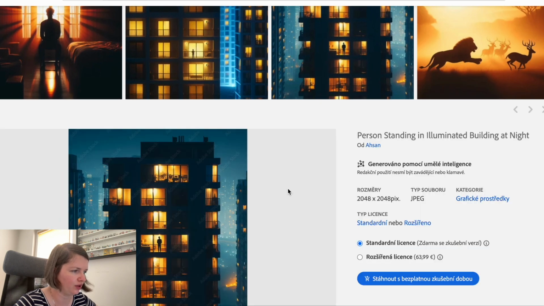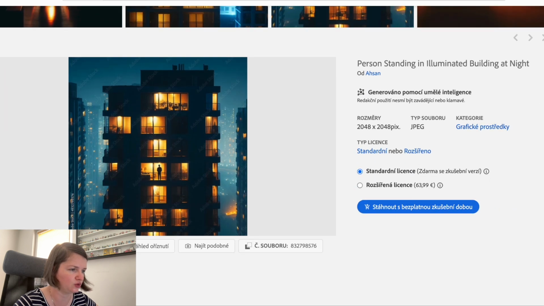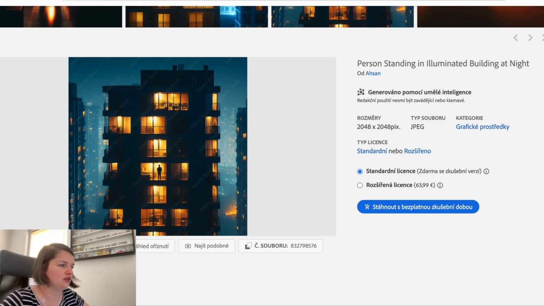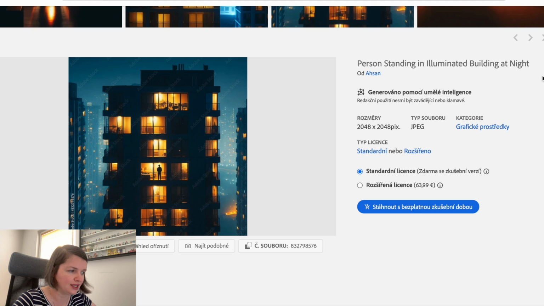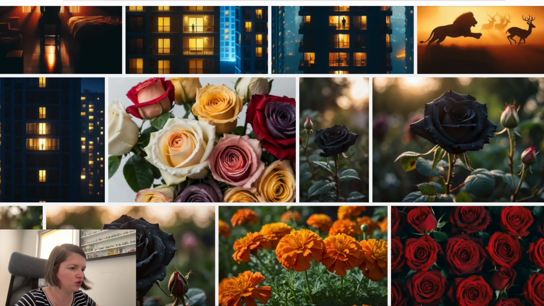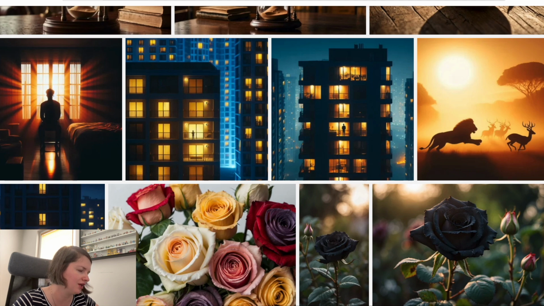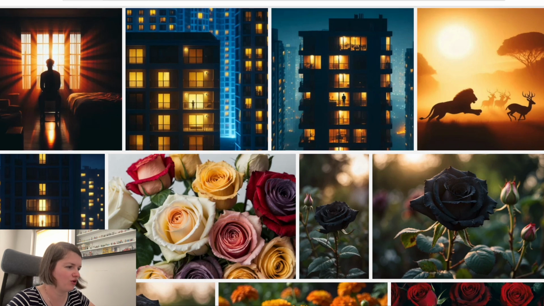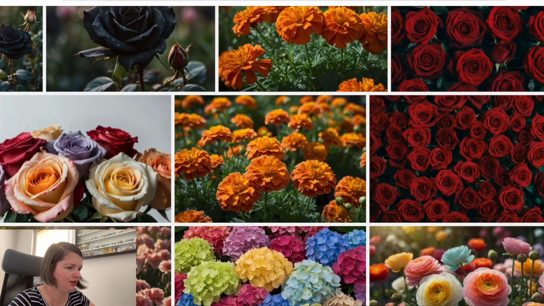Also, for example, person standing in illuminated building at night. Yes, that is what it is. But is it supposed to be a concept? Is it loneliness or something like that? And if it is, then it's a good idea to edit into the description what you are trying to actually tell us with this image. And also, I shouldn't be actually thinking about what you're telling us, but it has to be really clear from me just looking at the image.